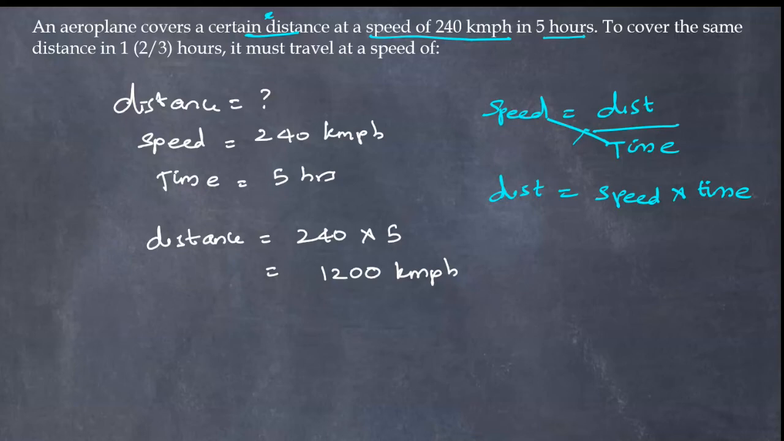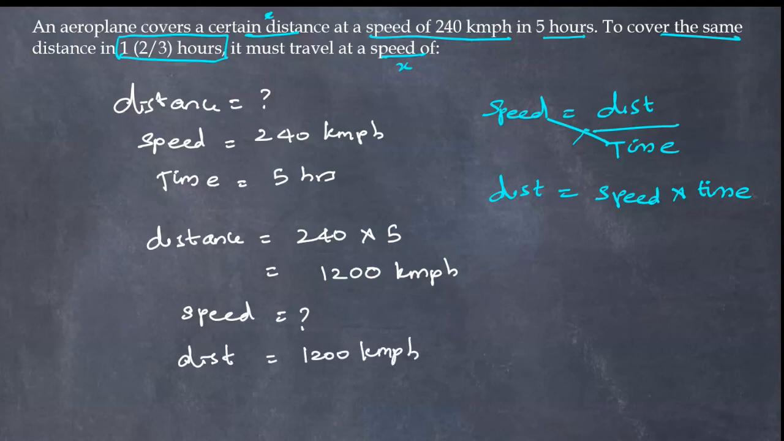Now the second set of data is to cover the same distance, which means distance is 1200 km, but time is 2 by 3 hours. We have to find the value of speed. Speed is question mark. We know the formula of speed here, speed equal to distance by time. So substituting the values here, speed equals question mark. We know distance, which is 1200 km, and time is 2 by 3 hours.